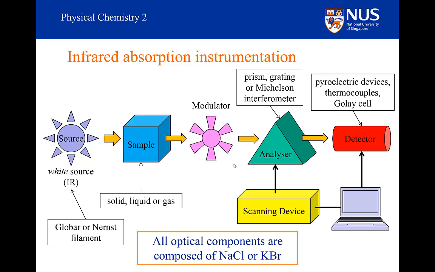So we generally use sodium chloride or potassium bromide. Most commonly we use sodium chloride because it is cheaper. Potassium bromide is a lot more expensive. So why then would we ever want to use potassium bromide? Well, potassium bromide is transparent to a wider range of wavelengths. So if you need to look at a wider range of infrared wavelengths, you'd have to pay more money and use potassium bromide optics.